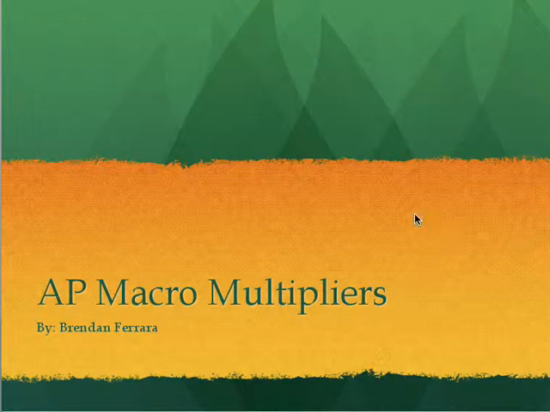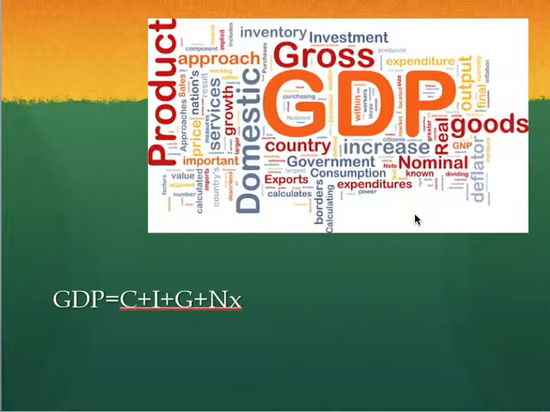Hello, this is my AP Macroeconomics project. My topic was basically all the multipliers and formulas. Please enjoy the presentation. The first multiplier is simply calculating for GDP.